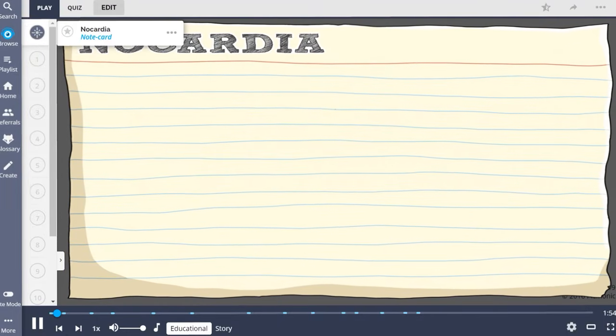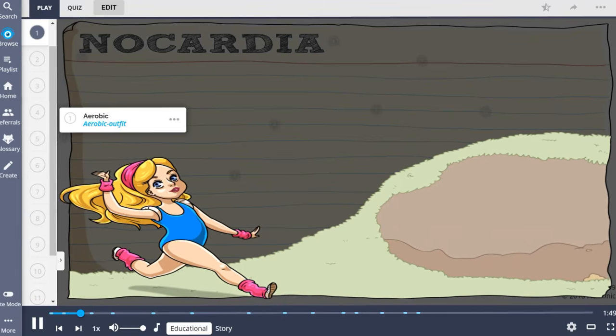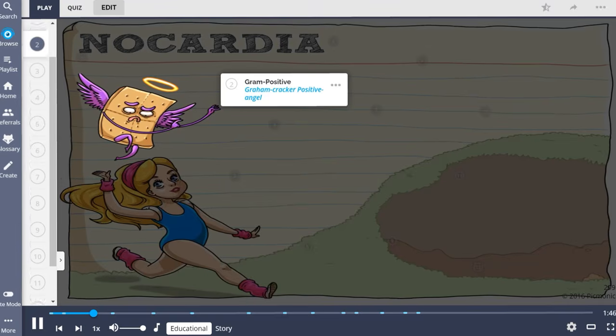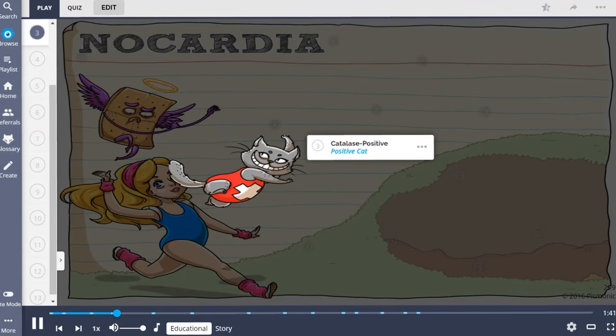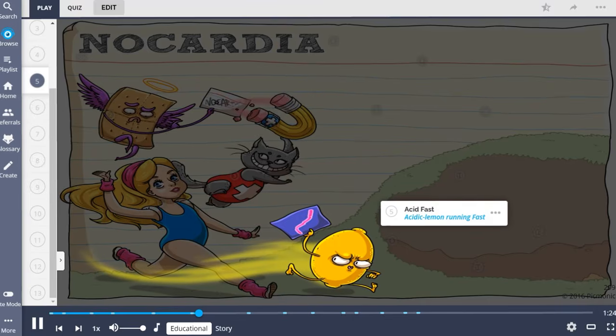Nocardia, shown as the note card background, is an aerobic bacterium that requires high oxygen content to proliferate, depicted by the aerobic outfit. It's a gram-positive bacteria, represented by the graham cracker positive angel. Nocardia is catalase positive, shown as the positive cat, meaning it produces catalase, which protects it from the toxic byproducts of oxygen metabolism. Furthermore, this bacterium is urease positive, the positive U eraser, meaning it hydrolyzes urea to ammonia and carbon dioxide.